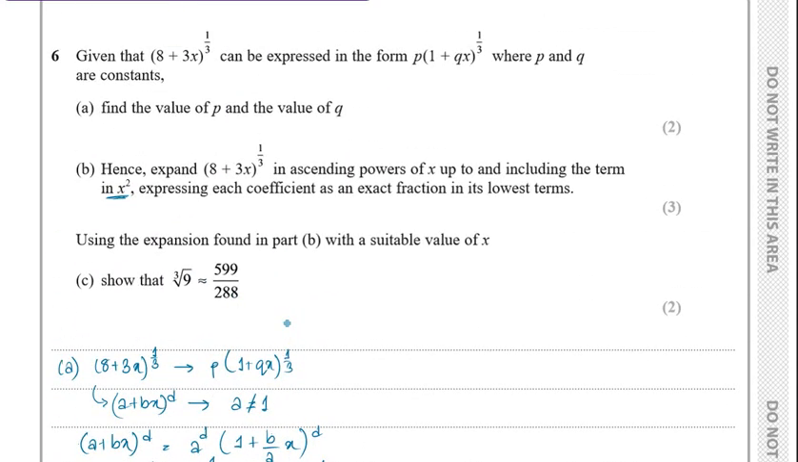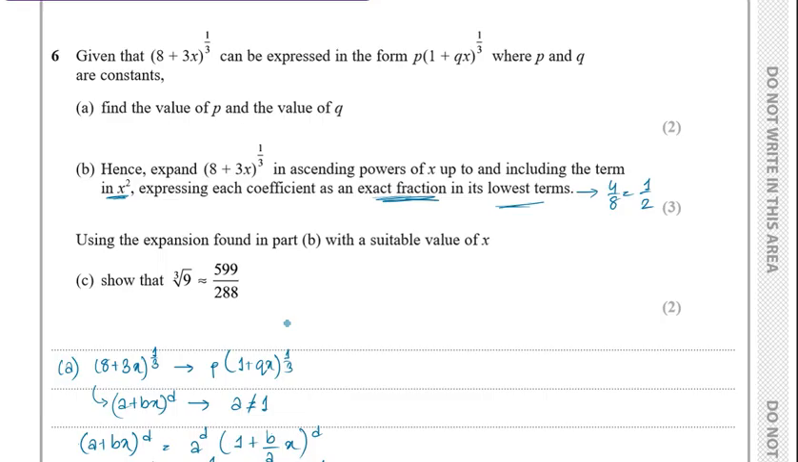So they have said expressing each coefficient as an exact fraction in its lowest term. So lowest term means that when you have a fraction, like 4 by 8, this is a fraction, but this is not in its lowest term. The lowest term would be 1 by 2. So the numerator and the denominator should not be divisible to each other.